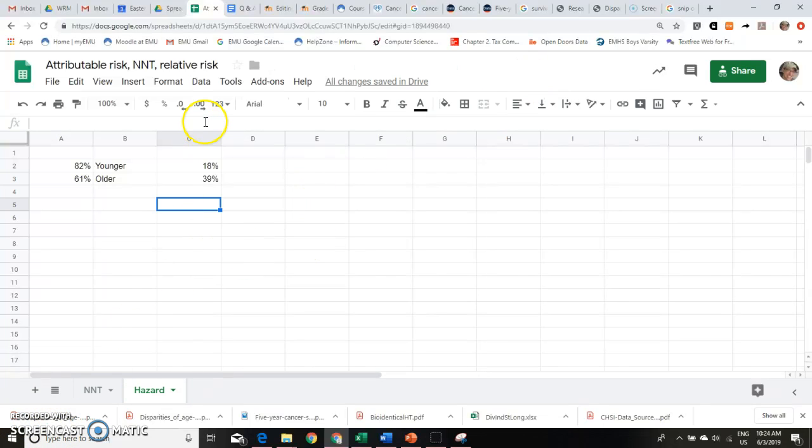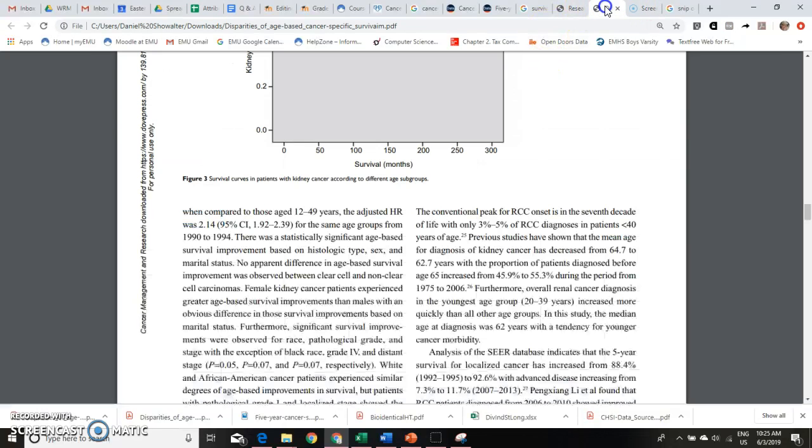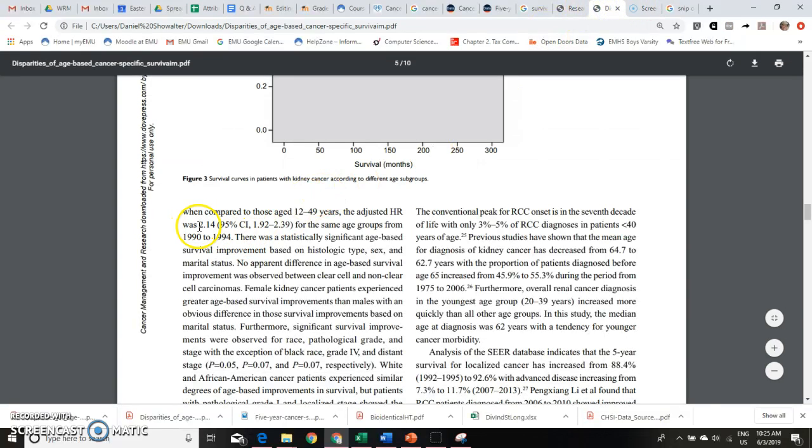Sorry, I lost internet there for a second. If we take the percent of the older ones who have died, divided by the percent of the younger ones who have died, we get 217%, which is the same as 2.17 times the risk of dying for the older group as the younger group. And if we go back to that article, that 2.17 matches up pretty nicely with this 2.14, especially since we were doing a little rounding on the fly there.